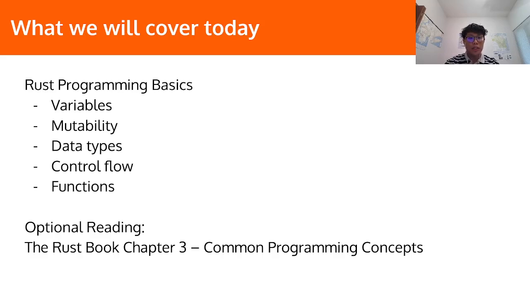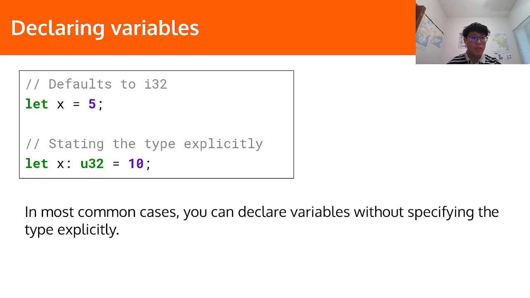So yeah, let's begin. The first thing we want to learn in Rust is how to declare a variable. So here I have an example. We have let x equals 5, and this is very simple. It literally means create a variable x with the value of 5. And then here we have let x colon u32 equals 10. What this means is, when we have a colon here, we are saying variable x should be of type u32.